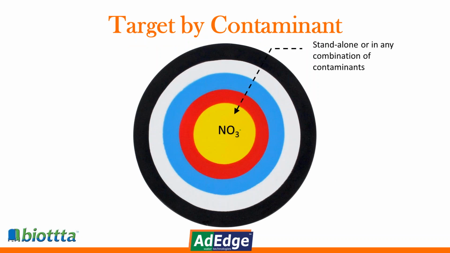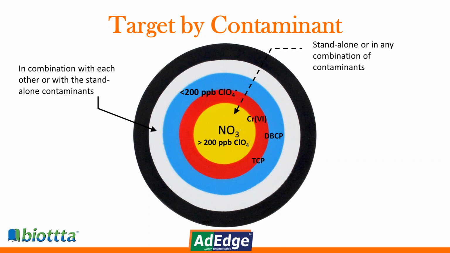So by contaminant, our target is nitrate. If it's standalone, it can still be a very effective technology. As you add some perchlorate in, maybe some VOCs in, you now begin to look very attractive as a single standalone technology for multiple contaminants.